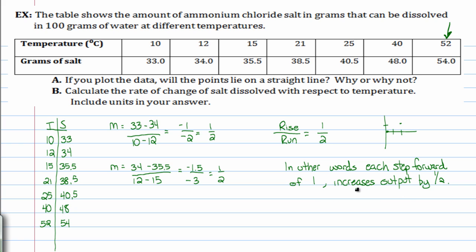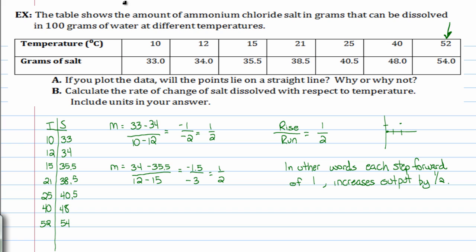Each step forward of 1 increases the output by 1/2. Now this is the slope addition property. Once we know the slope, we know that every step of 1 gives us the slope. We add the slope to our values.